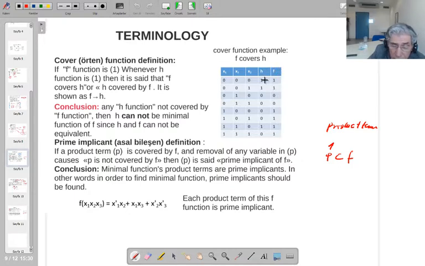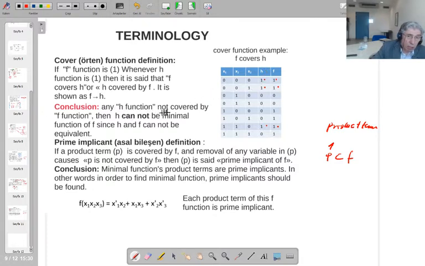Why is that? Because whenever h is 1, f is 1. H is 1 here, f is also 1. H is 1 here, f is also 1. H is 1 here, f is also 1. Then f covers h. I'm not going to say the same thing for the zeros. I'm only saying it for the ones here. Then it is said that f covers h.